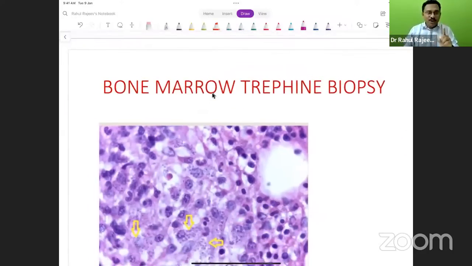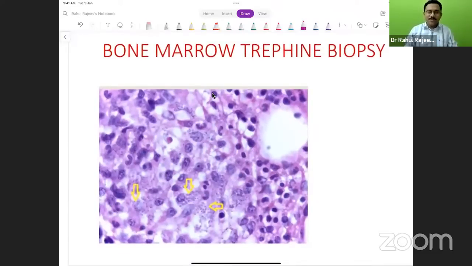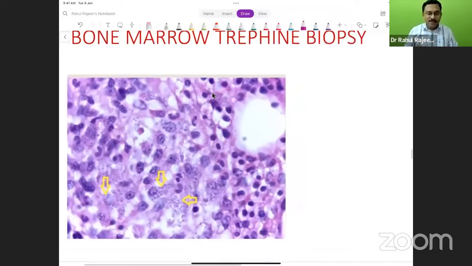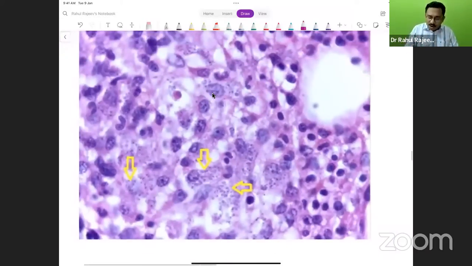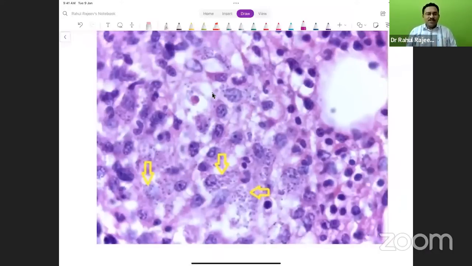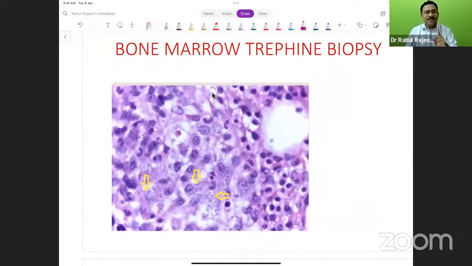Meanwhile, I told you we were awaiting the trephine biopsy. I told you trephine biopsy is a more detailed study. Then we got the trephine biopsy. And look at these yellow arrows. Can you see the amastigotes or the LD bodies, those dot, dot structures, in that yellow arrow? Yes. So the bone marrow biopsy showed LD bodies, because by that time we got the report of the trephine biopsy as well.